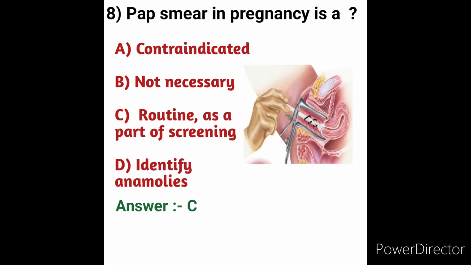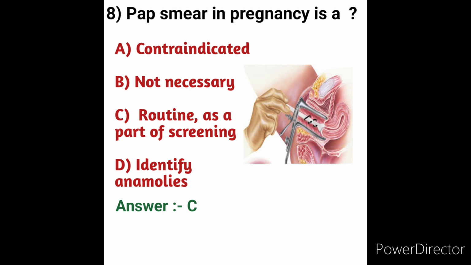Here we can see the Pap smear test being done through the vaginal speculum. One Pap swab is taken by the doctor. Here, a Pap smear in pregnancy is routine, as a part of screening. Option C is the correct answer here.